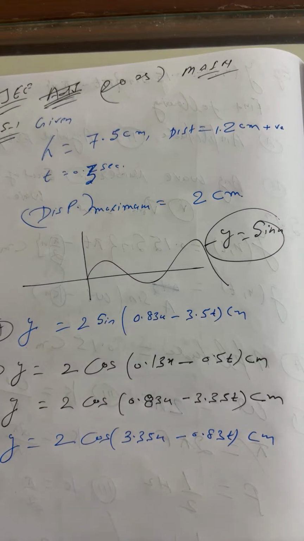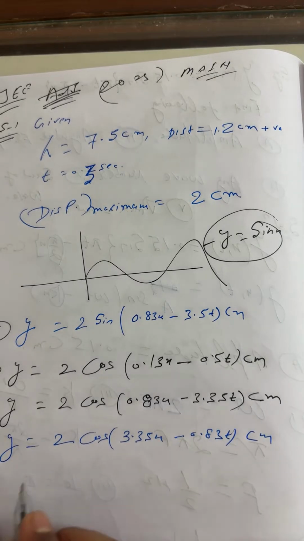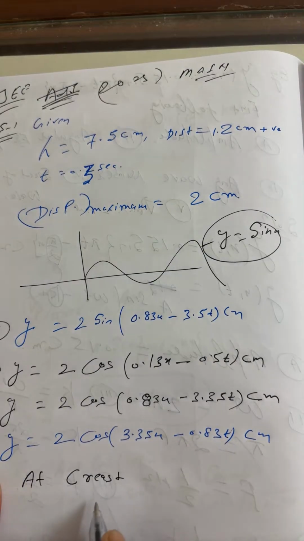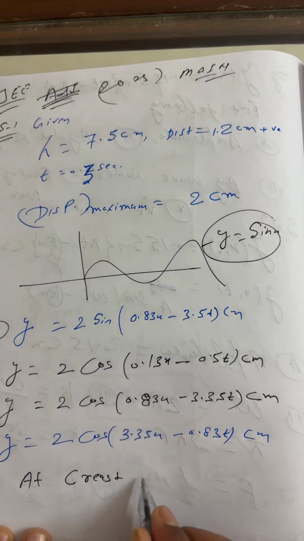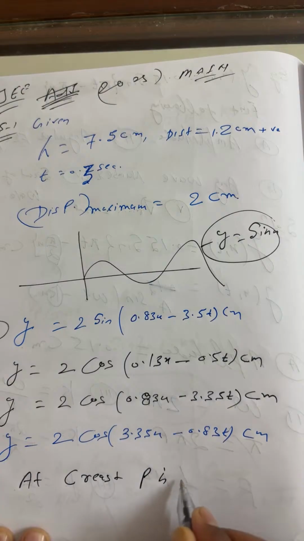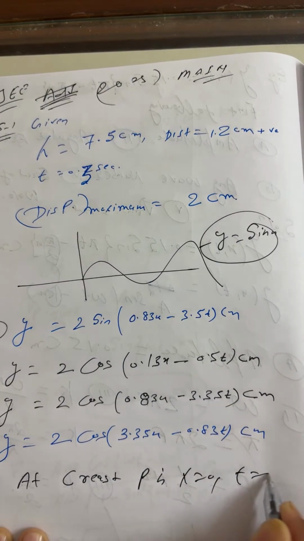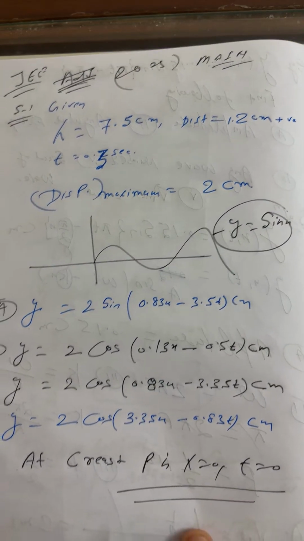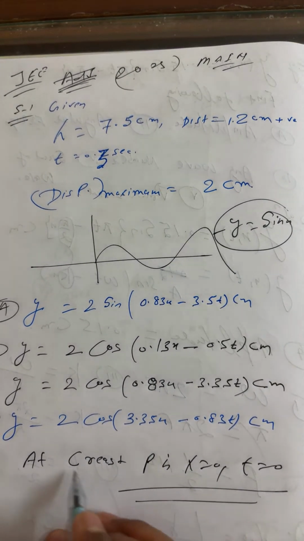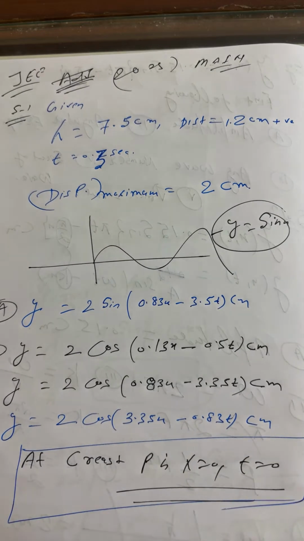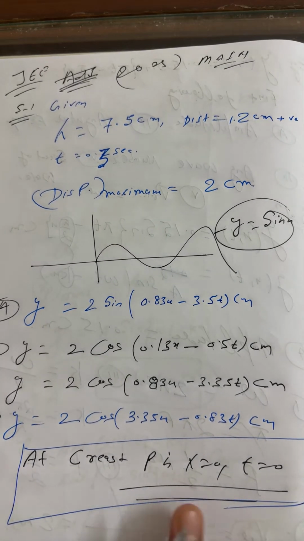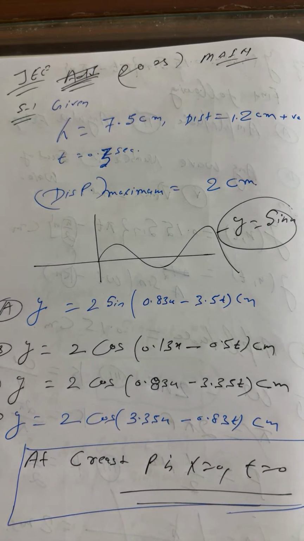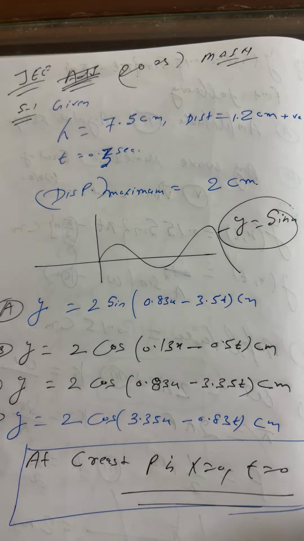Now, there is one piece of information which I wanted to write. What does the question mention? At the crest, the particle is at x equals 0 and time equals 0. This is very good information to solve these questions. At the crest, point P is x equals 0, t equals 0. Okay. Now I'm going to solve this question here.